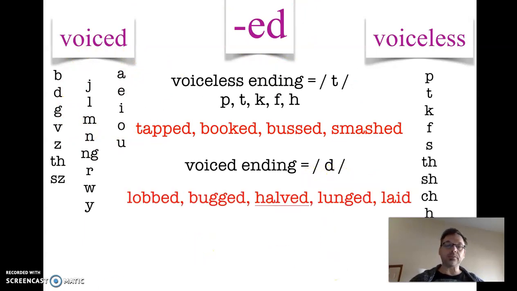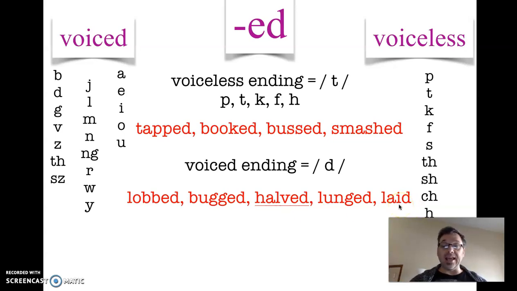Some examples. Lobbed, bugged, halved, lunged, laid. Again, I have another one with a tricky pronunciation before the suffix. The V here, make sure you pronounce that. Halved. Your top teeth really scrape across your bottom lip. This one here is also tricky.